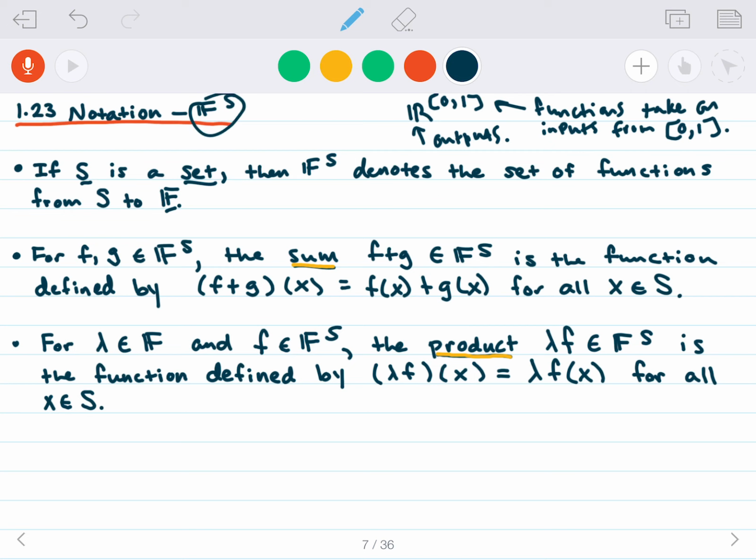This is the way that we define function addition in F^S. The sum f plus g is just going to be f(x) plus g(x) for all x in our set S. And if we have lambda in our field and f is a function in F^S, the product lambda f is defined to be (lambda f)(x) equals lambda times f(x) for all x in our set. So that's just how we define these things.